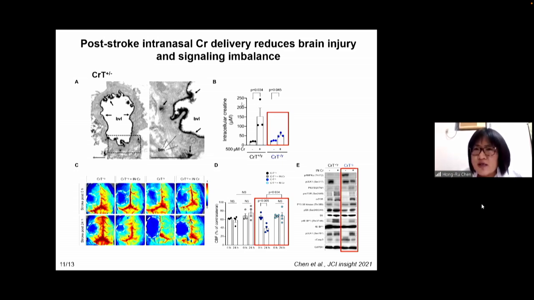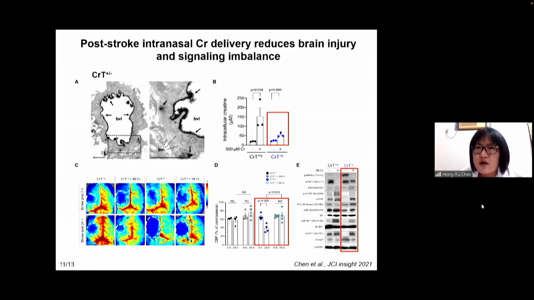Additionally, we also conducted an in vitro creatine uptake assay. We cultured primary neurons, then added creatine into the culture medium. After culturing for 24 hours, we harvested the cells to detect the intracellular creatine levels. As you can see here, both in the wild type and in the creatine transporter knockout neurons, we can see an obvious increase of the intracellular creatine levels.